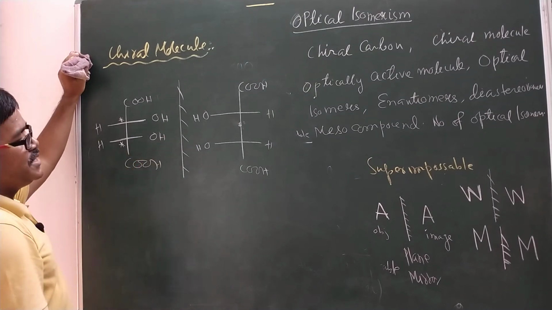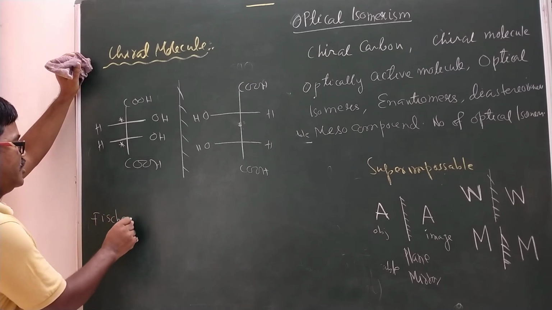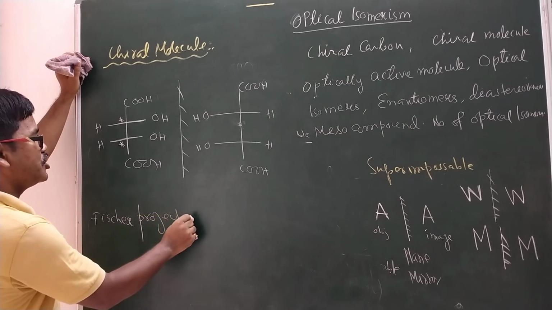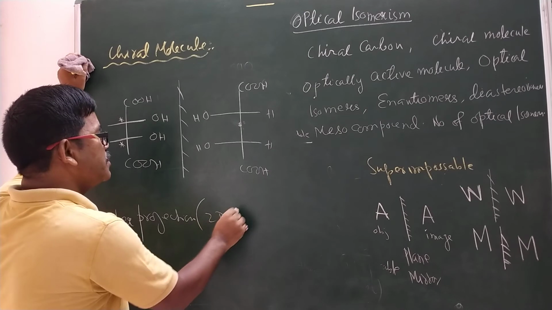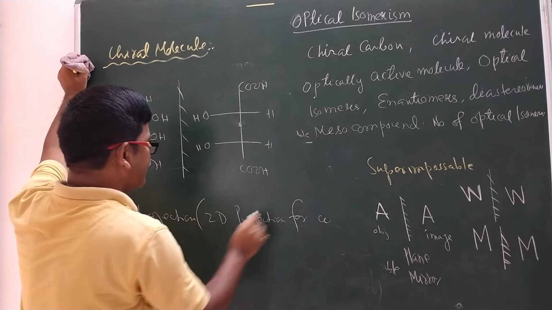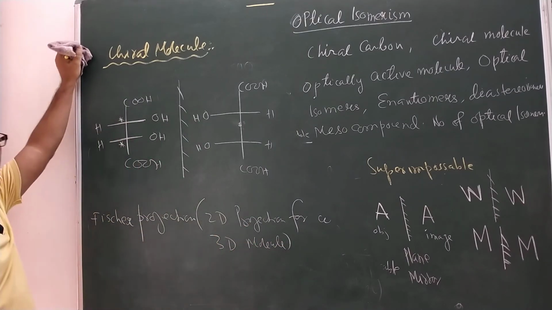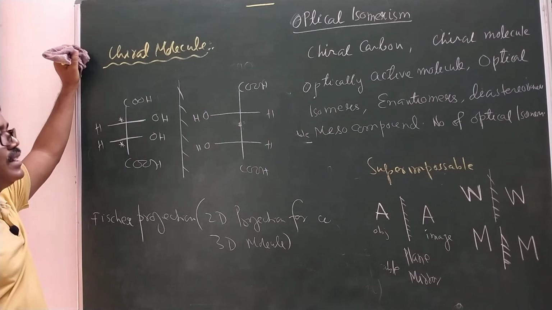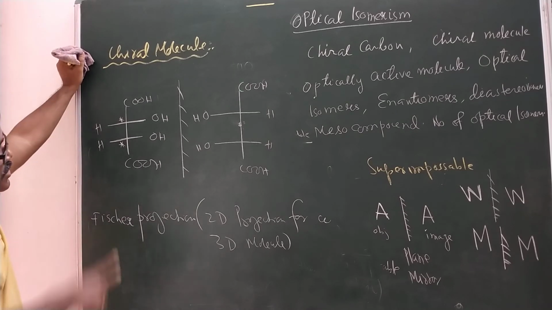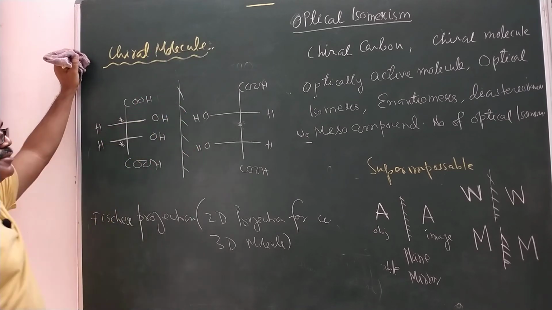This mode of presentation is called Fischer projection. It is a 2D projection for a 3D molecule. Regarding the projection, I will make another video where I will explain each and everything. This is called Fischer projection. That vertical line, horizontal line, vertical line, horizontal line.